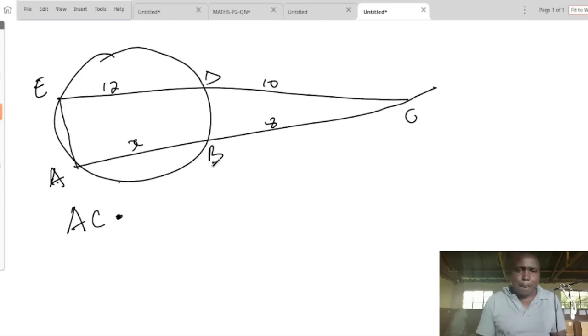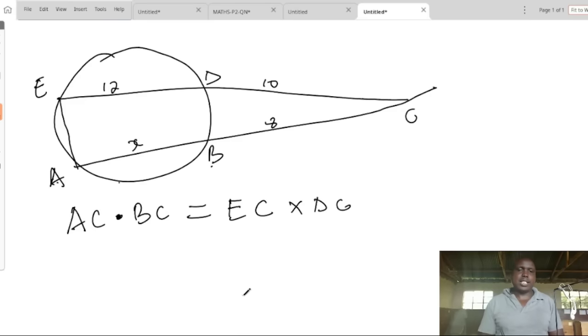AC times BC will be equal to EC times DC. You need to know that. So to get AC, it is AB plus BC. AC is equal to AB plus BC. Now that one is X plus 8 times BC, which is 8. So here we are asked to find the value of X. Find X.